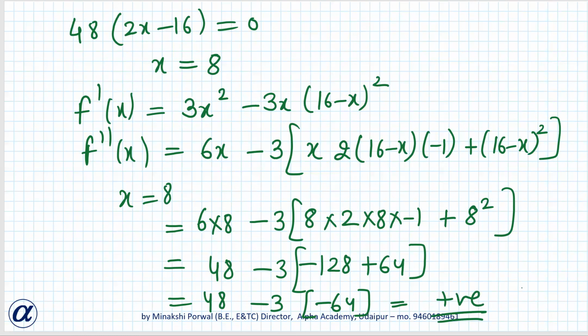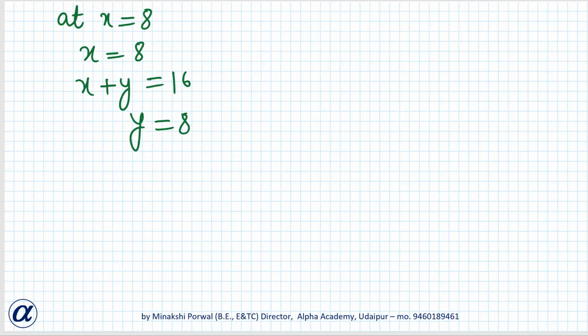That means the minimum occurs here. Minimum value of function occurs at x equals to 8. Okay, so x will be equal to 8 and x plus y equals to 16, so y will also be equal to 8. This will be the answer.